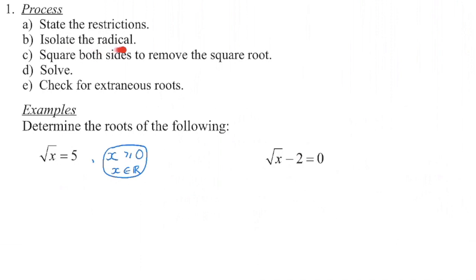Number 2, isolate the radical. So that means, is anything else on the same side of that equal sign as the radical? So you'll see that this one is already isolated, as opposed to something like this, where this is our radical.